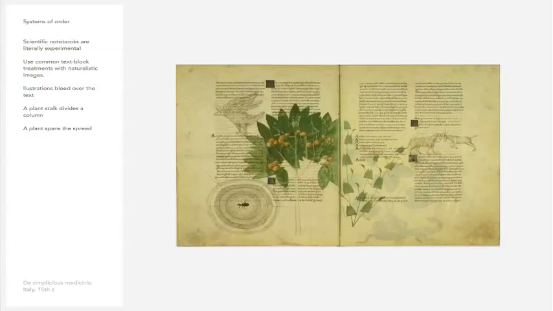Another type of book would be scientific notebooks, kind of literally experimental. They use that common text block, but with more naturalistic images. Some of the interesting things you see here that you would see in modern book design would be images bleeding over the text and over the spine. The plant stock kind of divides this second column on the left-hand page. You see the text on one side and then on the other. And then the plant is kind of spanning the whole spread. So really that defined people's ideas of what book design was.